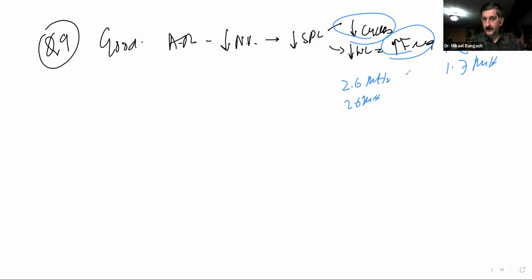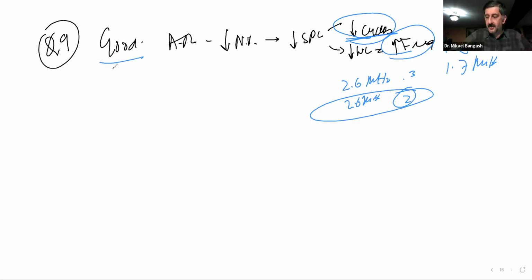In one case we have 3 cycles, and in another we have 2 cycles. But what we were looking for was good, so that was going to be less cycles. So this would be the one. 2.6 megahertz and 2 cycles per pulse will give us the best axial resolution as far as these transducers were concerned.